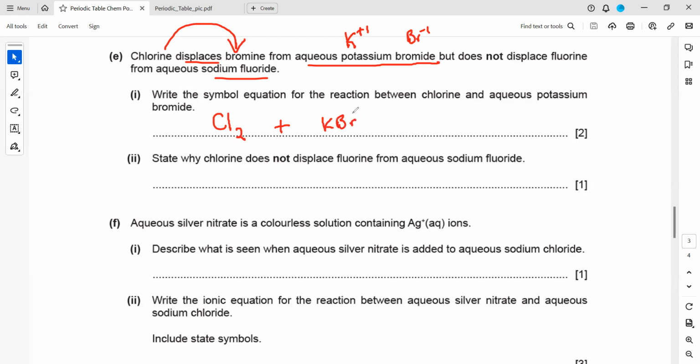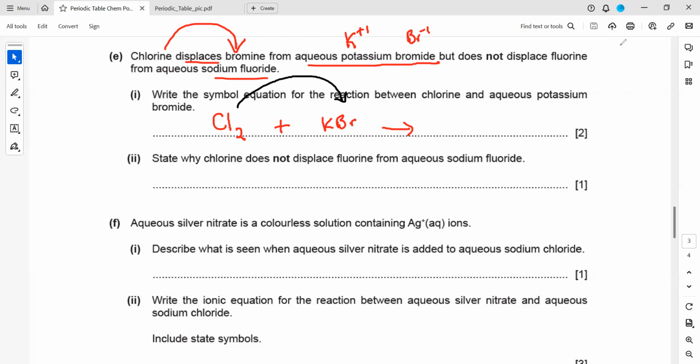First, whenever you're writing an equation, don't try to balance the equation. First, try to write correct formulas for the reactants and products. Then later try to balance. Don't try to balance from the beginning. Then what will happen? Because chlorine is more reactive, chlorine will displace bromine. As a result, what will it form? It will form potassium chloride.